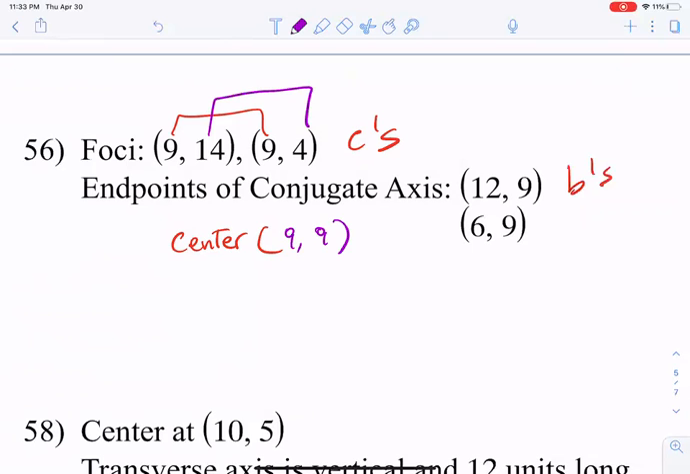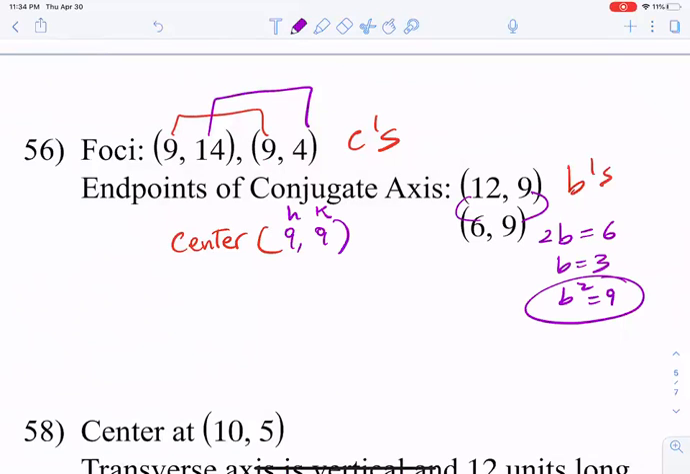So we have HK now. We need to find out the length of B. The length of B, these are fixed. That's not going to help me. This is the length of B. End of conjugate axis. So that means this is 2B equals 6, right? And then B equals 3. B squared is 9, right?